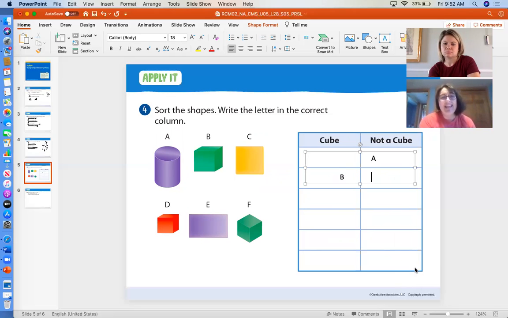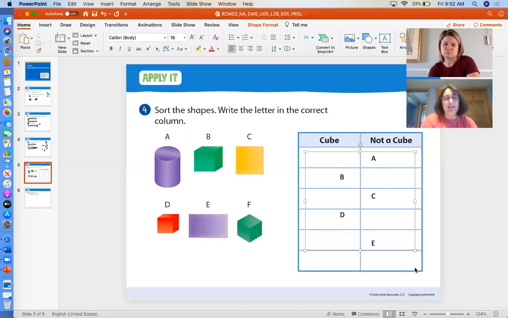I'm going to look at C and notice that it's not a solid figure, it's flat, so it's not a cube because it's a flat shape. I'm going to look at D and say, yep, that looks pretty good to me. That looks like a cube, so I'm going to say that D is a cube. I'm going to look at E and notice again that it's flat. So automatically it's out. It's not a cube. Plus it's a rectangle. So that doesn't work either.